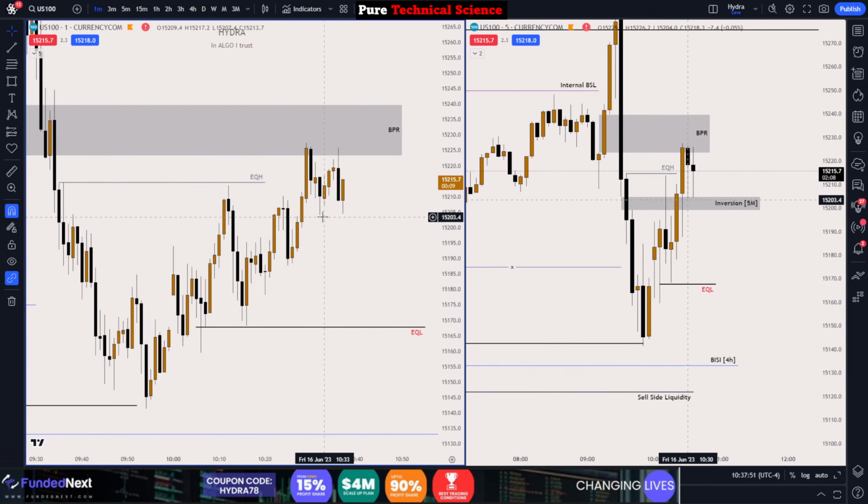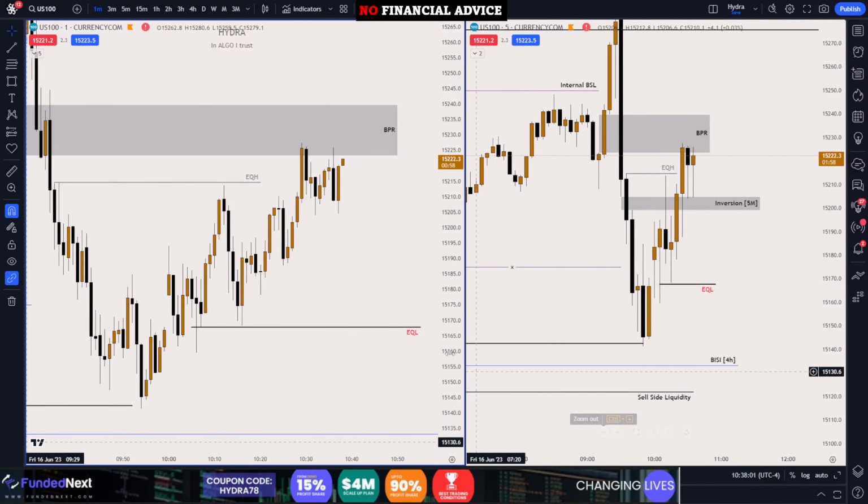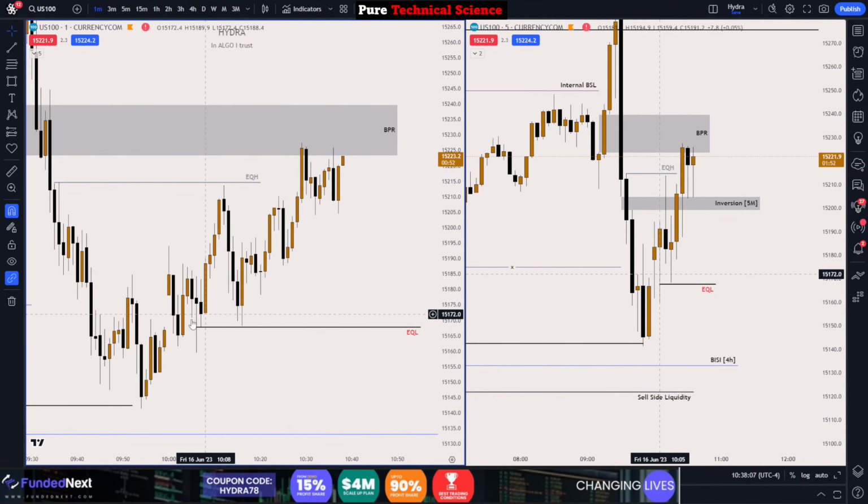And now that price is generating relative equal lows, that is good. That's what I want to see. Price generating sell side liquidity, strong sell side liquidity before our macro gets started. Once our macro gets started, we will target these relative equal lows, this low, and eventually this low right here.